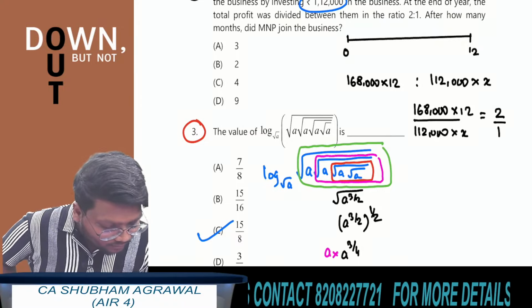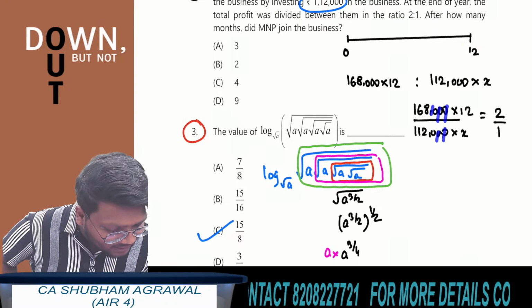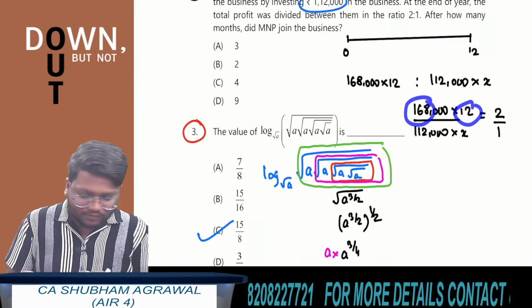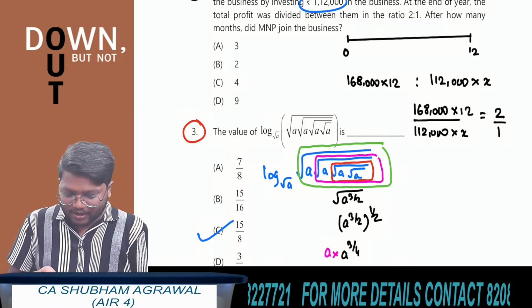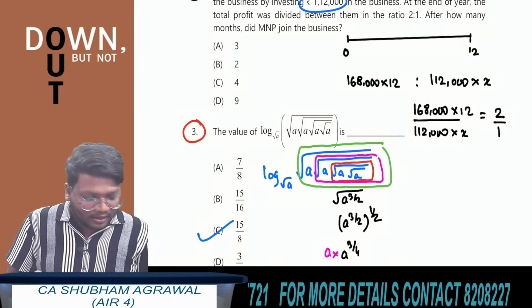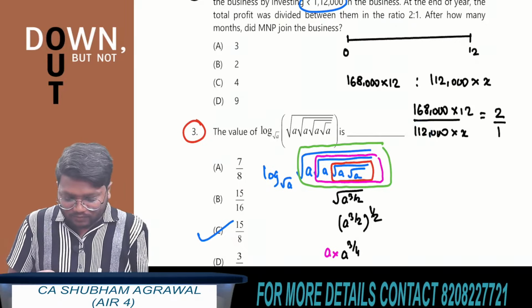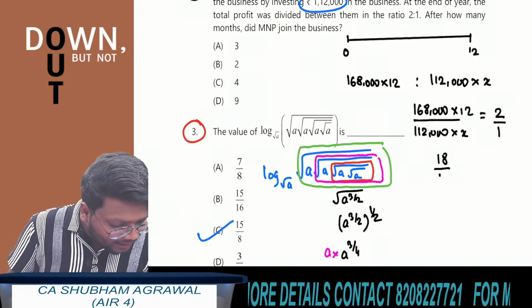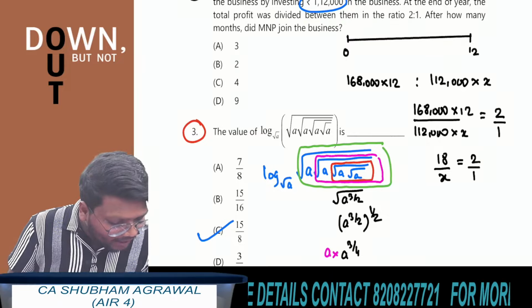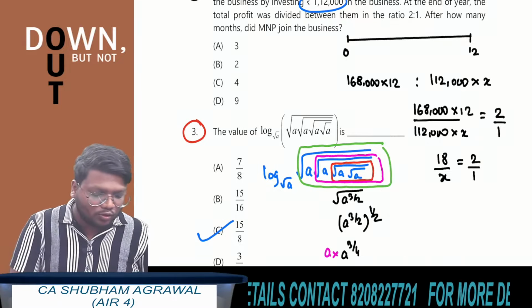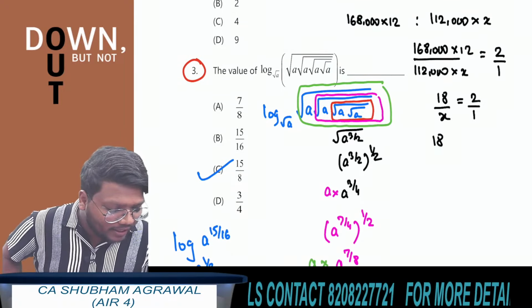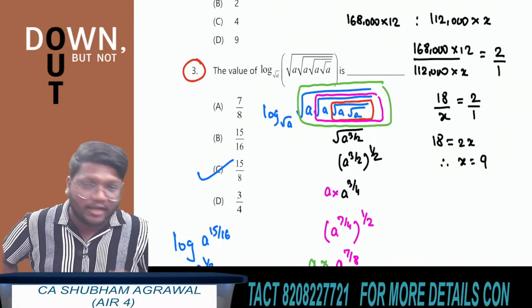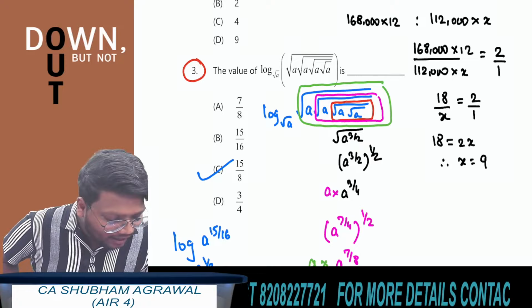Okay, you can see here that these three zeros will get cancelled from numerator as well as denominator. So 168 multiplied by 12, divided by 112. What are you getting? 18. So we can write it this way: 18 upon x is equal to 2/1. Do the cross multiplication. 18 is equal to 2x. What is the value of x? x is equal to 9. Okay, we have got the value of x as 9.